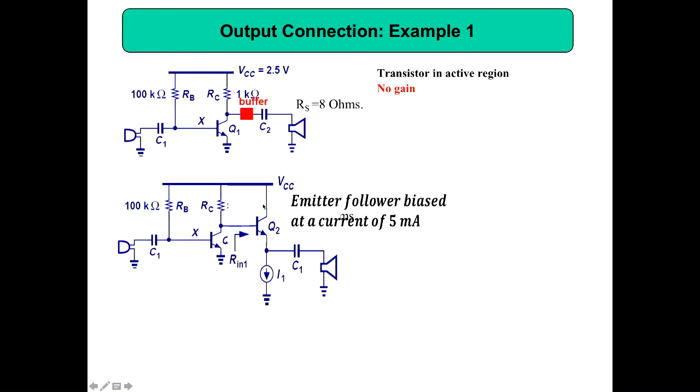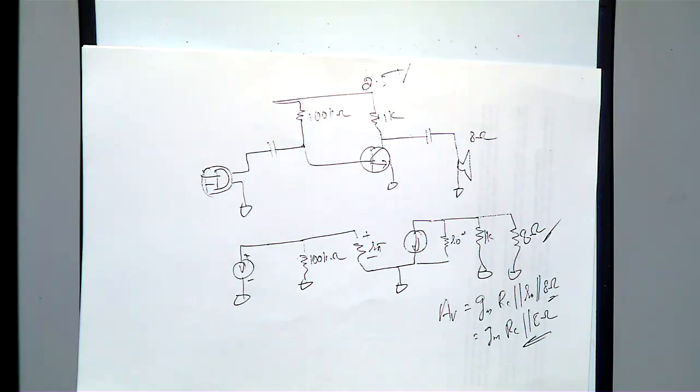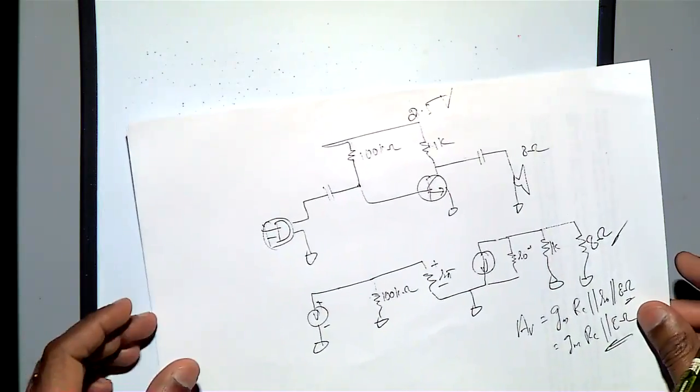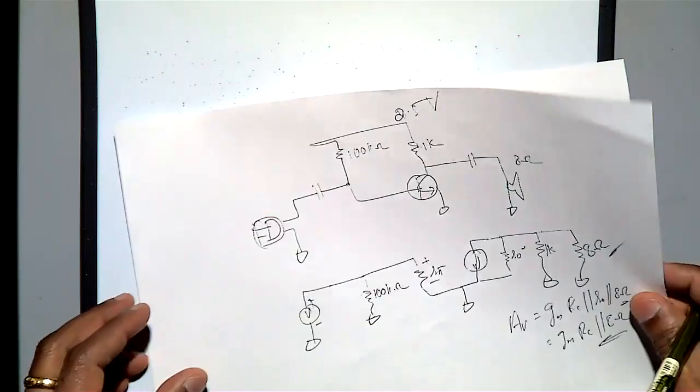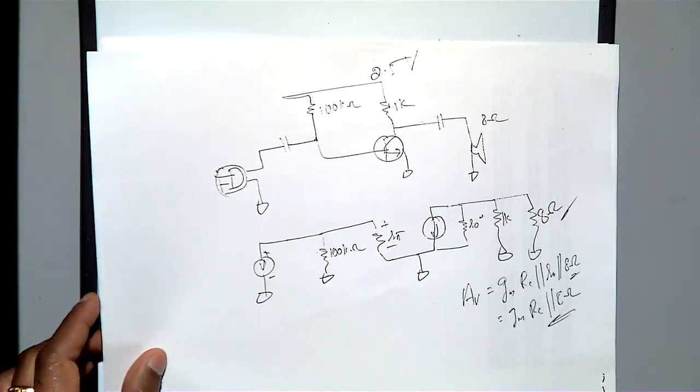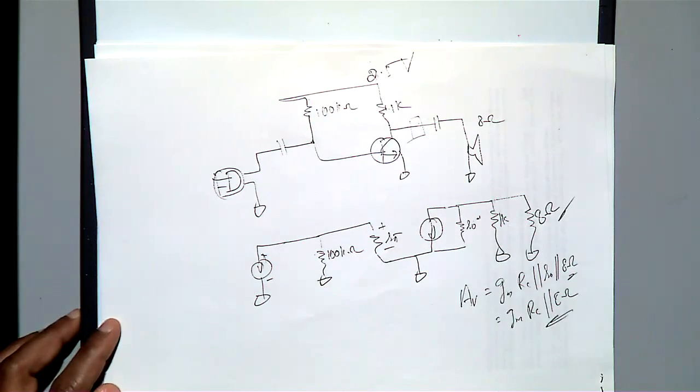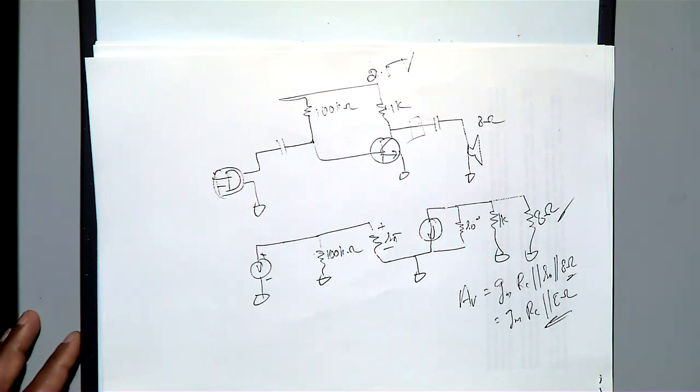If you make a circuit something like this, it can solve the issue. I will come back to the drawing and show you, because you have not learned the current source yet. So here what we do is we connect a buffer. That's our idea. When you connect a buffer here, it can solve the issue.